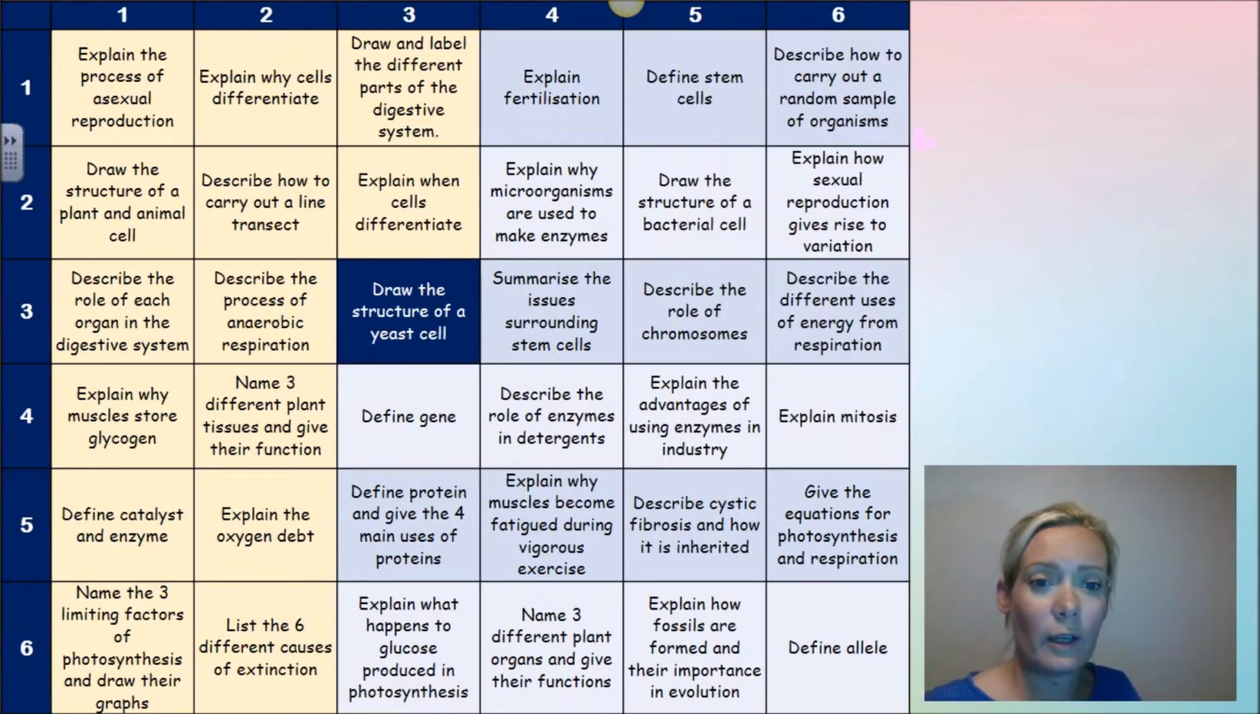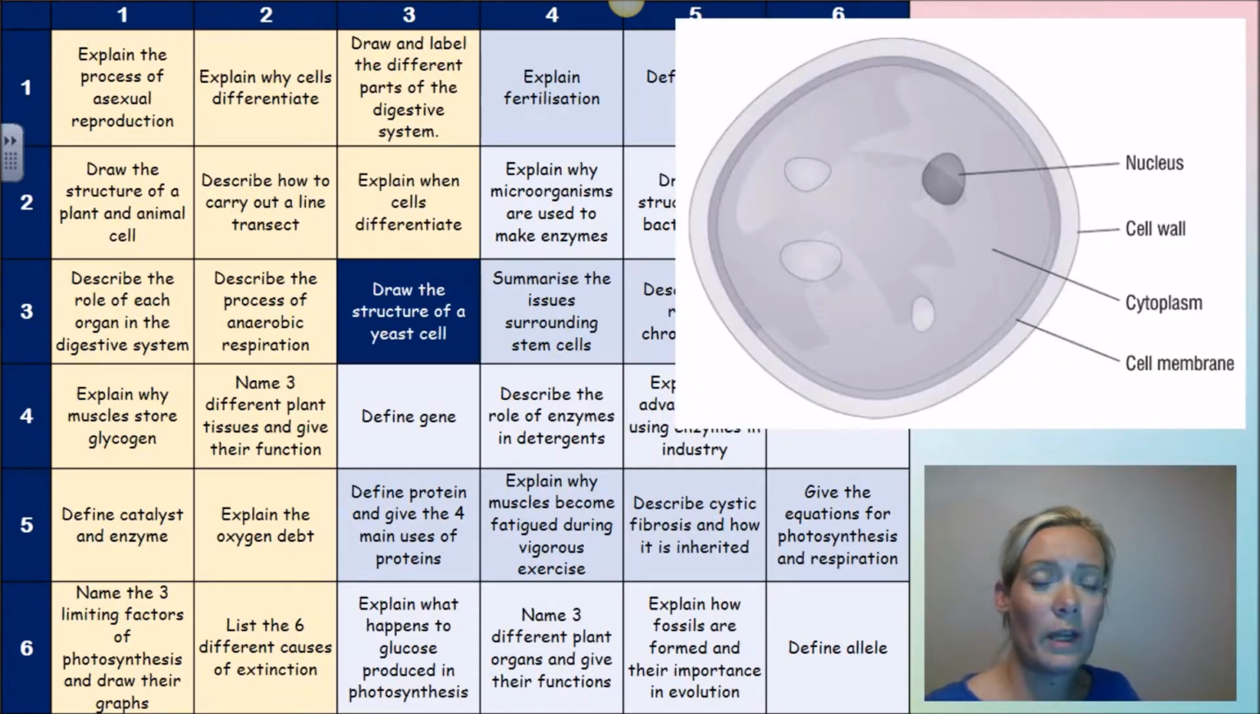Okay, drawing a yeast cell. Yeast cell looks like the diagram here. So we've got cell wall and cell membrane, cytoplasm and a nucleus. We will look at bacterial cell in a bit. Remember, that doesn't have the nucleus. The yeast cell does have a nucleus.